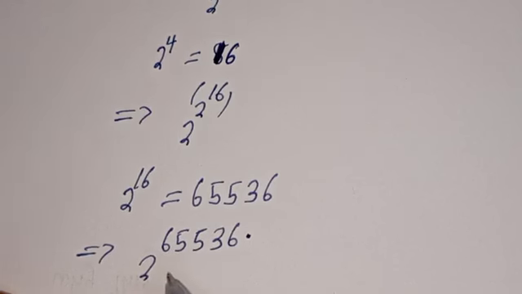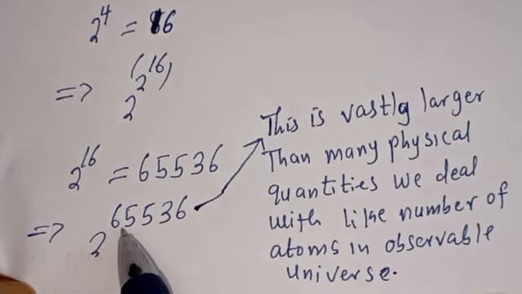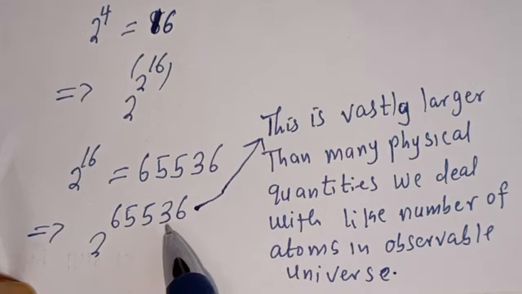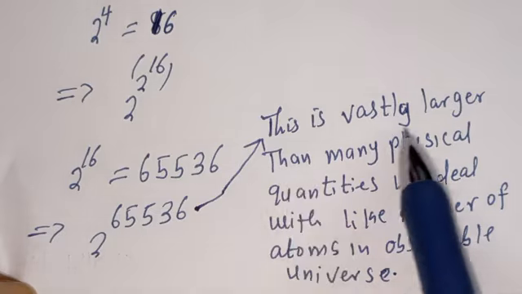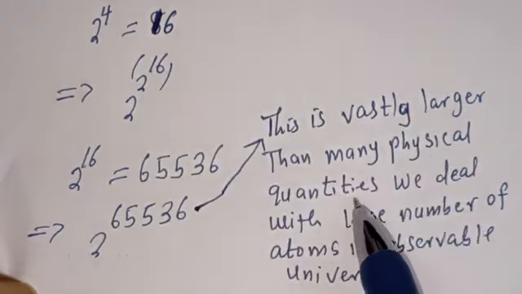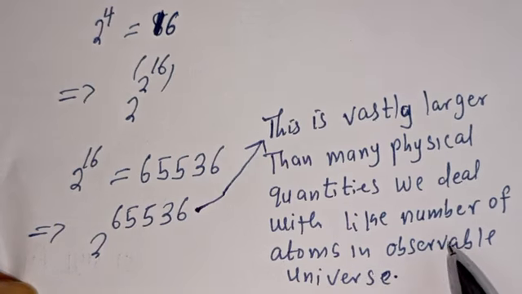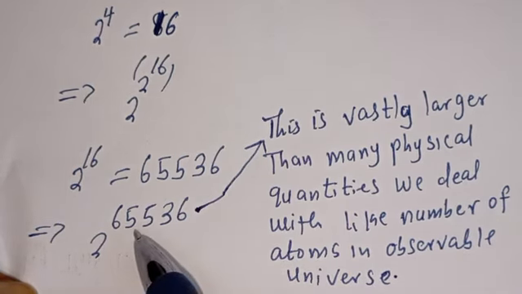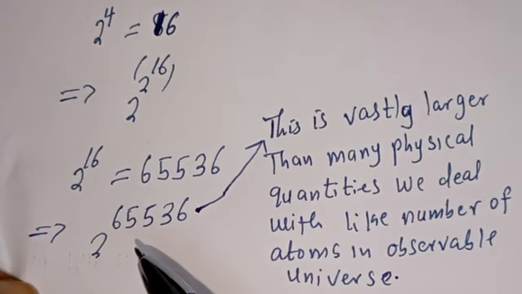So that is why you never learn this in school. As you can see, this 2 to the power of 65536, as large as it is, simply means that it is vastly larger than many physical quantities we deal with, like the number of atoms in the observable universe. That is how large these numbers are going to be. So that is why you never learn this in school.